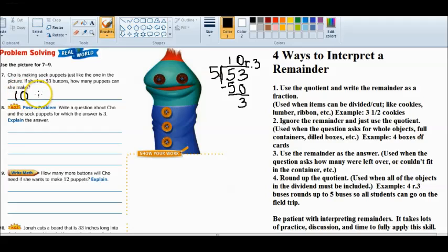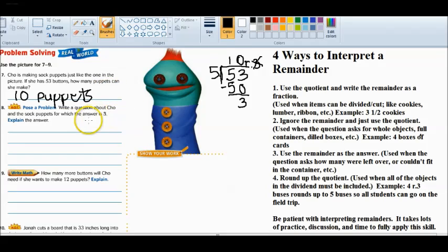Now what did we do with our remainder there? Do we write the 3 anywhere? No, because the 3 is not important to the problem. So in this case, this is how we interpret this remainder of 3: we basically ignore the remainder and just use the quotient as our answer.